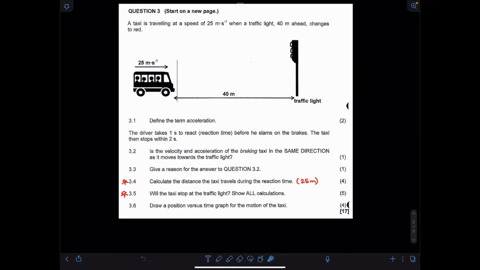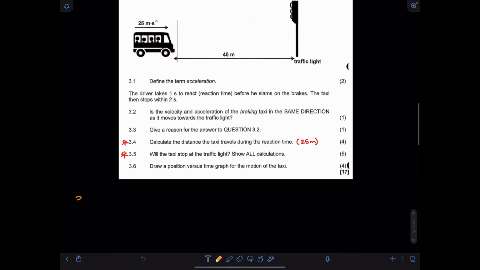It says a taxi is traveling at a speed of 25 meters per second when a traffic light 40 meters ahead changes to red. Okay, so don't worry about these three questions as well as this final one, because you don't have to use equations there. So we're just going to focus on these two. So let's get on with it.